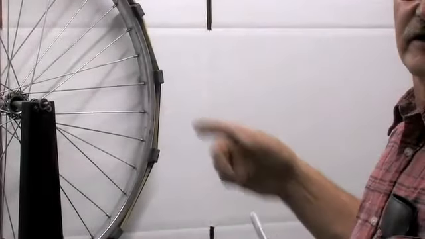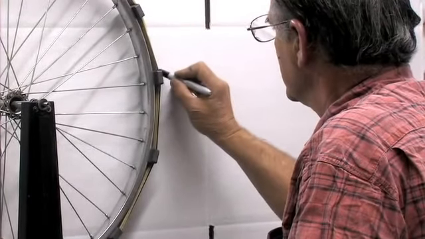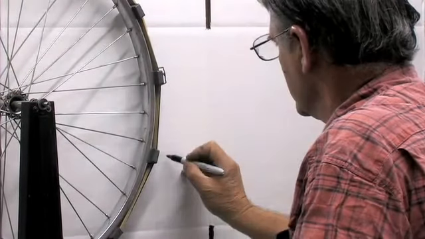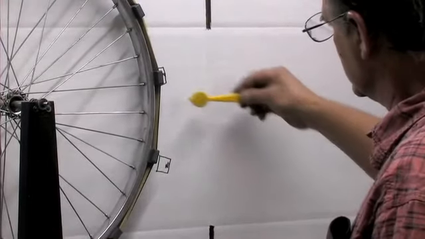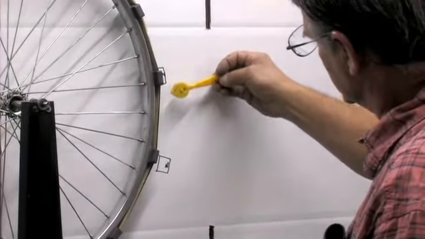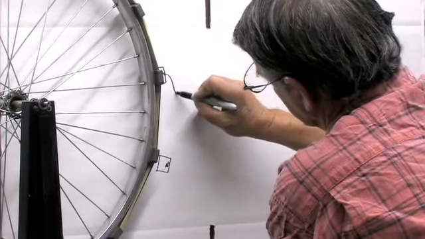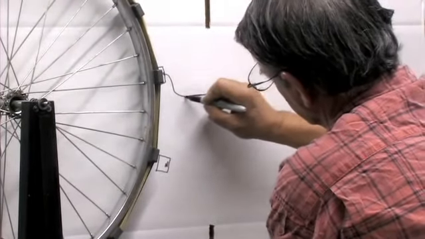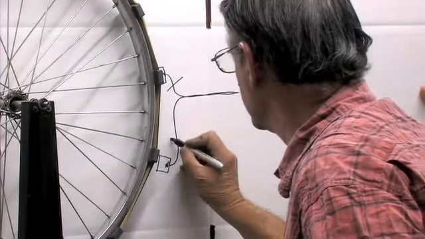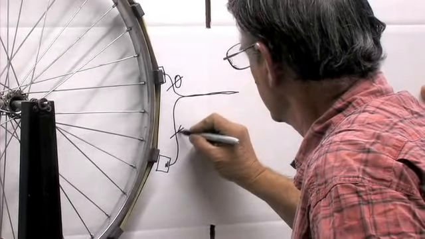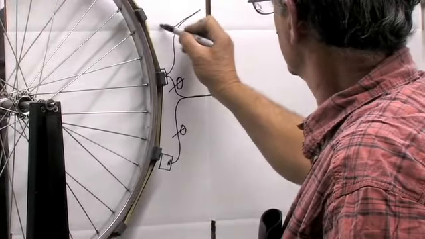Okay, but we're going to map these fields right now. So what we have is a north pole here, and a north here. So we have a south that does this. And then what we have is a 0 here and a 0 here. So we have this all the way around the wheel, like this.